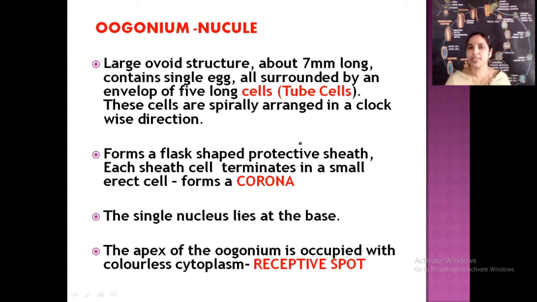So, tube cells: 5 tube cells ensheathe the nucule, and each end of the tube cell is open at the apex, which is known as the corona. A single nucleus is present at its base, and there is a receptive spot also.